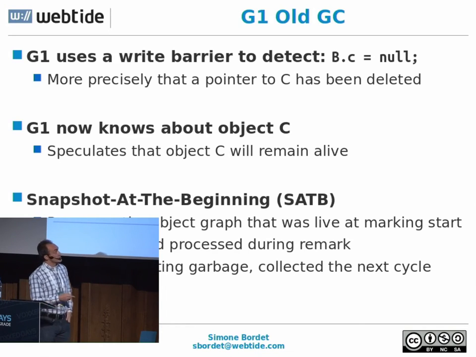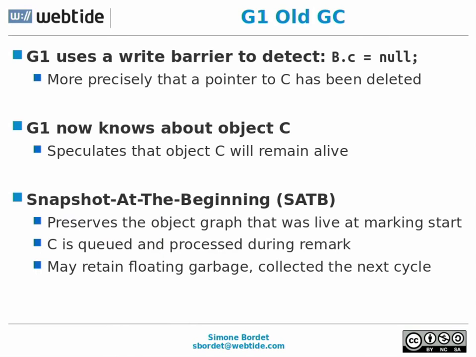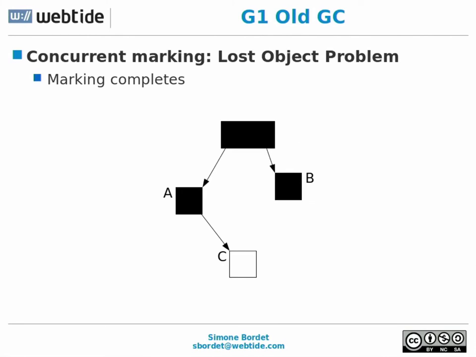And what G1 does is basically say this: I assume that C will remain alive. And it could be that, for example, the application just deleted this pointer, but it never actually created this pointer. So what happens in this case? C will be retained as so-called floating garbage. C is basically a dead object, but because we are not really sure that it's really dead, G1 says, let me stay conservative. Let me put C aside, assume that it will stay alive, and then in the next cycle, I will figure out that nobody points to C anymore, so I'll get rid of it.